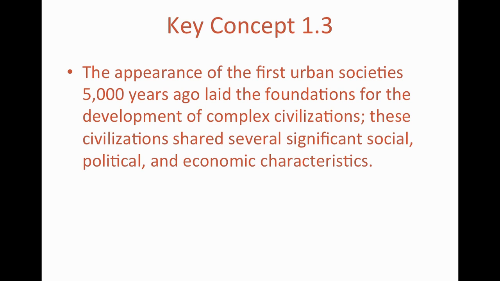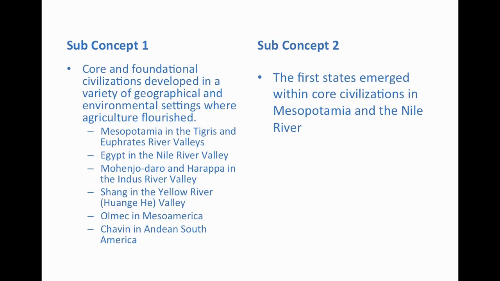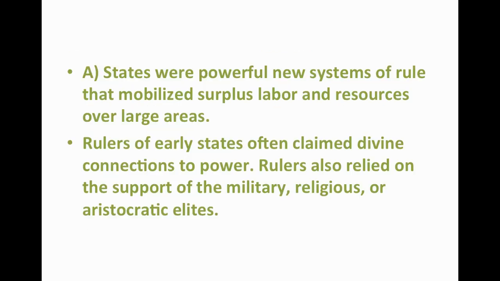All right, so key concept 1.3 almost done. The last key concept: the appearance of the first urban societies 5,000 years ago lay the foundations for the development of complex civilizations. These civilizations share significant social, political, and economic characteristics. The subconcepts are basically, you want to be familiar with the early civilizations. We kind of went over that. Now we're going to focus more on the political aspects of these societies. So you want to understand the political structure of Mesopotamia and Egypt and India. So let's go into that.